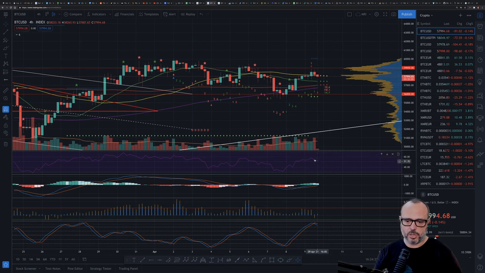The RSI is showing just a small bearish inclination to the downside. The MACD, however, the lines are crossing the bars to the upside here. The blue line is above the orange, so that's a bullish indicator, although this is a four-hour chart, so it doesn't have such a relevant meaning in the grand scheme of things. The BitMEX funding rate is very favorable for the bulls.